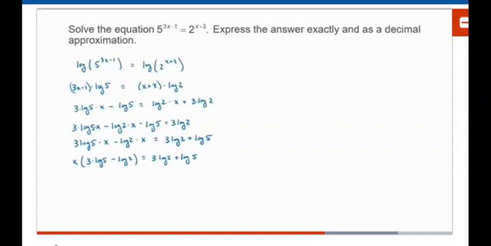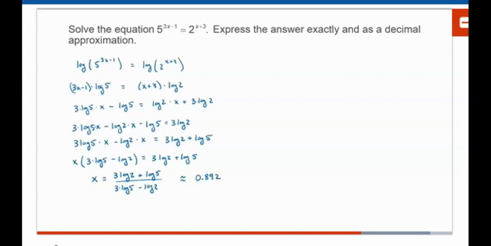Now we have our equation as x times some number, although it's really scary looking, equals another number. We know we can get x by itself by dividing both sides by that number. So we'll have 3 times log 2 plus log 5, all divided by 3 times log 5 minus log 2. This is an exact answer for this equation. And if you put all of this in your calculator, you can get a decimal approximation, which will be 0.892.